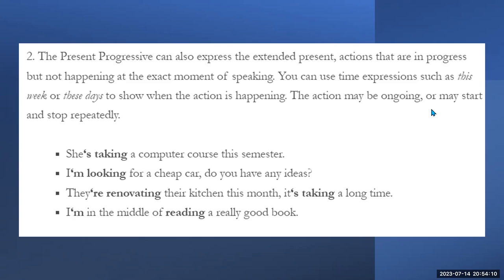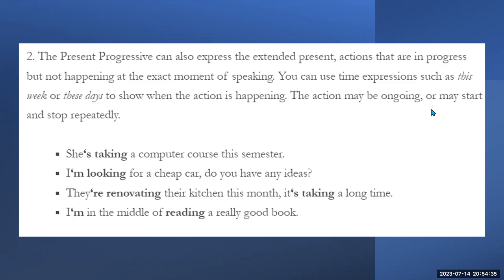Hola. Aló. ¿Qué comprende de los conceptos y ejemplos que tenemos en esta diapositiva?